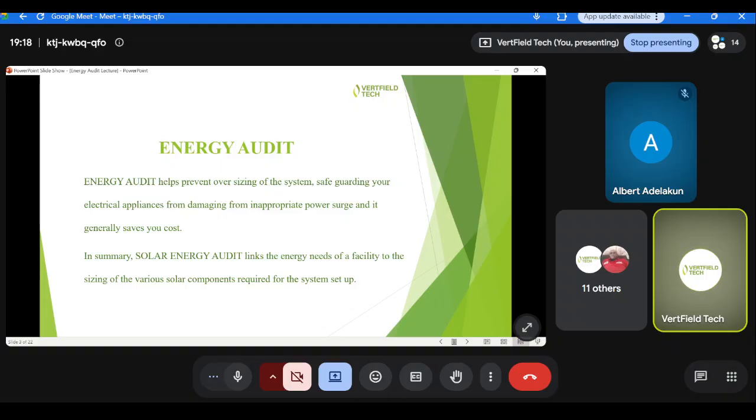How does it help you to prevent oversizing of your system? It simply means that if at the initial stage you have been invited for a solar system project, and you do not ask certain questions and you do not know what you're powering up, your first mistake is that you either oversize the system or you downsize the system. Either of them has its various effects on that system.